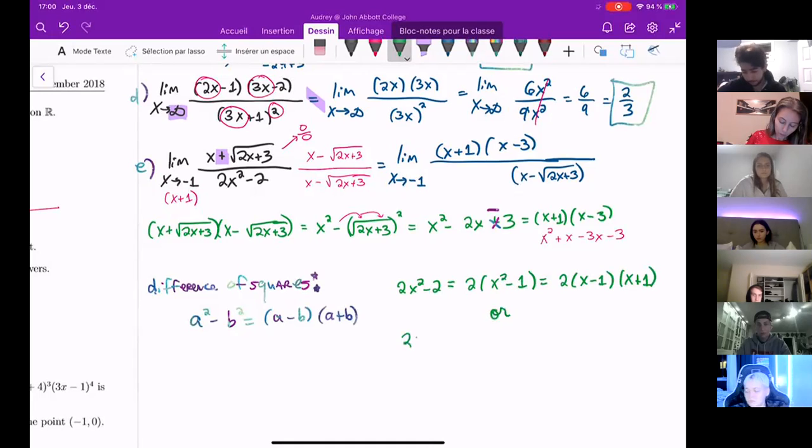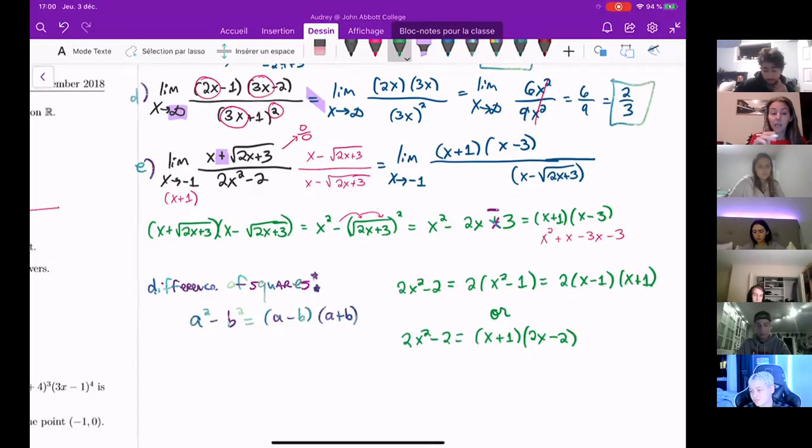Or I could say 2x squared minus 2. I know that x plus 1 is a factor. If x plus 1 is a factor, what does the other factor have to be? What do I multiply x by to get 2x squared? 2x. What do I multiply 1 by to get -2? -2. Based on the different answers that I'm seeing in the chat, I'm guessing some of you did the first way and some of you did the second way. And either way is totally valid. So I'm going to stick this up here like this.